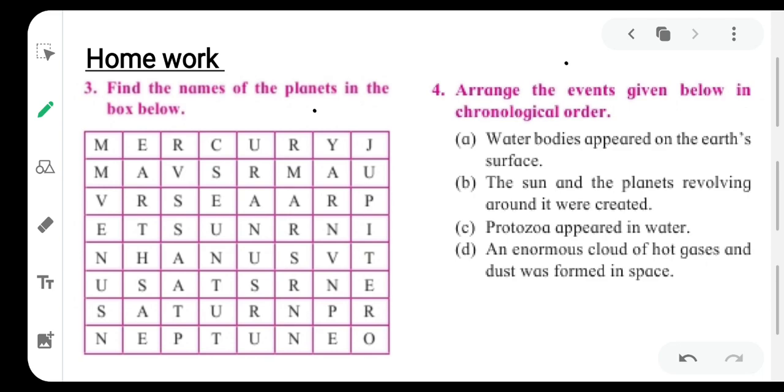A, water bodies appeared on the Earth's surface. B, the sun and the planets revolving around it were created. C, protozoa appeared in water. D, an enormous cloud of hot gases and dust was formed in space. These four points are shuffled, that's why you have to arrange the events in chronological order and write it down. So take care, do your work properly.